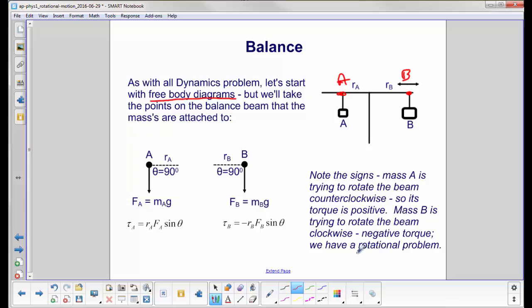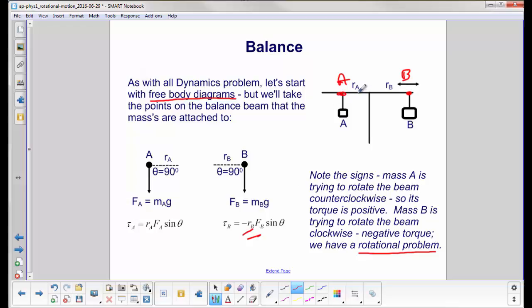So to answer the question from a couple pages ago, we have a rotational problem. I have a mass pulling down at point A, so that force is m_A times g. When I calculate the torque, that will be the distance from the middle, which in this case is R_A, times the force, times sine theta. Theta is 90 degrees. We do the same thing at point B, and in that case it's mass B times g, and the torque is negative in this case.